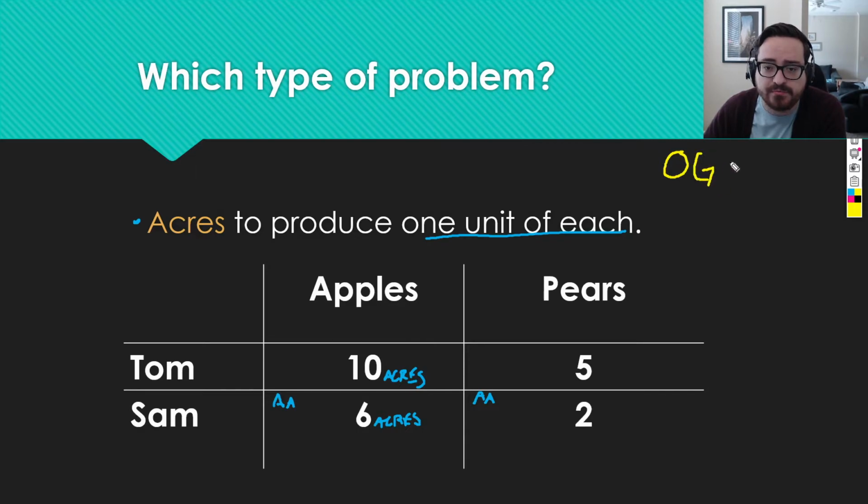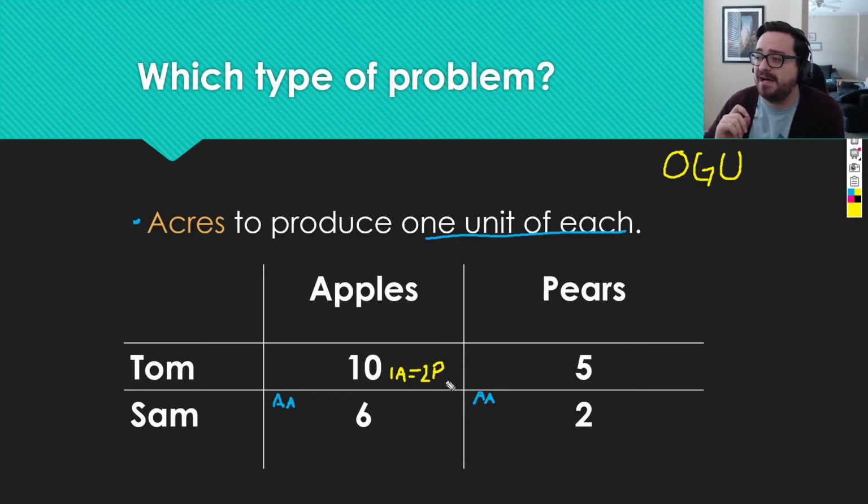On an input problem, I do OGU. Other goes under to find my opportunity cost. So let me show you what I'm doing with that. What I'm doing there is I'm saying the opportunity cost of producing one apple is other goes under. So it ends up being 5 under 10, so 10 over 5, which would be 2.